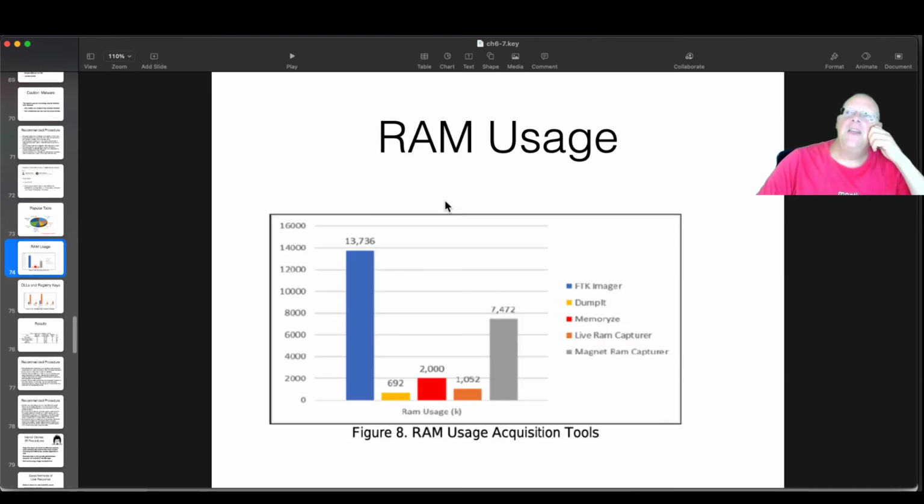So, I was surprised how different. Here's the RAM used by different tools. FTK Imager is the worst. Memorize is much less. And Belkasoft live RAM capture, I think, is very good. And this thing called DumpIt is even better. So they're not kidding. You could choose a tool that would do a lot less damage to the memory it's imaging.